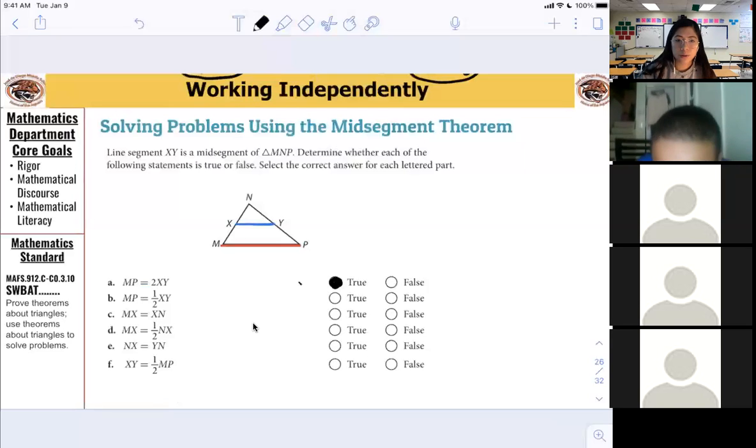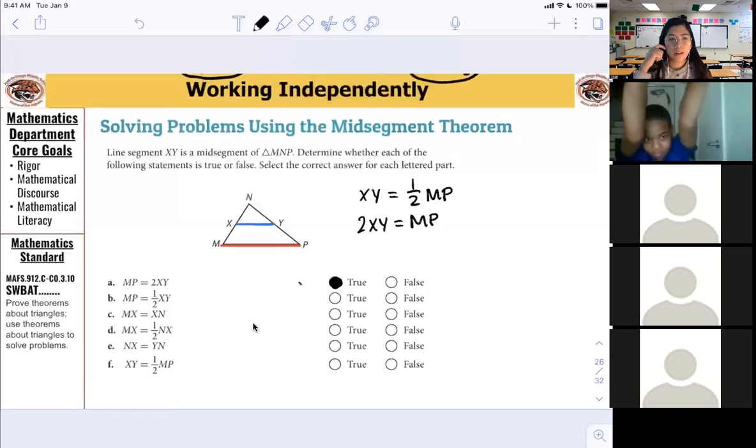MP is twice the length of XY because it goes both ways. Okay, we've been writing that XY is half of MP, but you could write it the other way around. 2 times XY would be MP. Both ways works. B, MP is half of XY. Is that true or false?